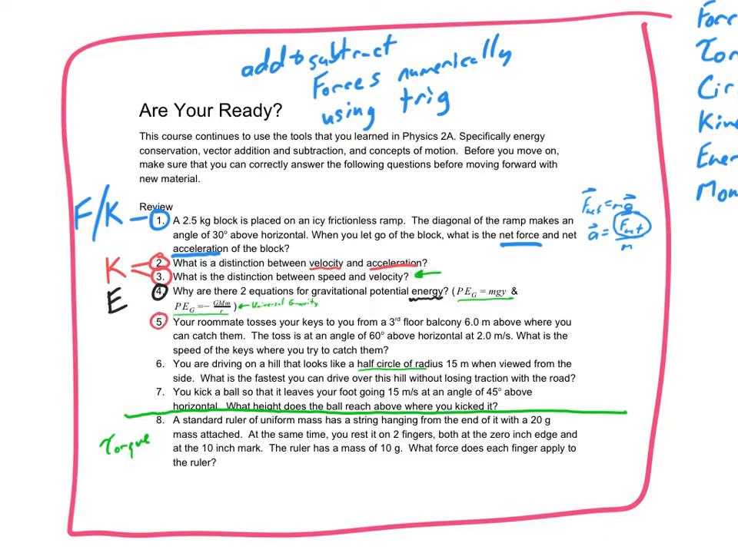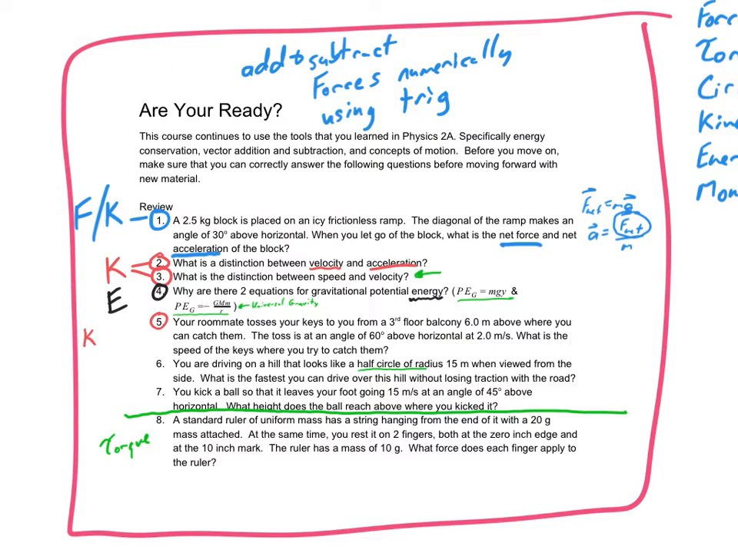Number 5. Your roommate tosses your keys to you from a 3rd floor balcony 6 meters above where you can catch them. The toss is at an angle of 60 degrees above horizontal at 2 meters per second. What is the speed of the keys where you try to catch them? All right. This is a classic kinematics question. An object traveling through the air, it's only being influenced by gravity. This is a classic kinematics question.